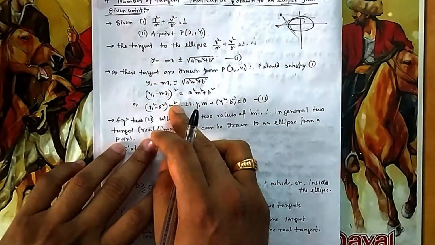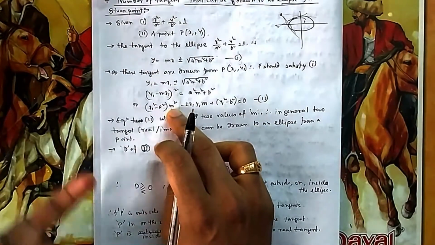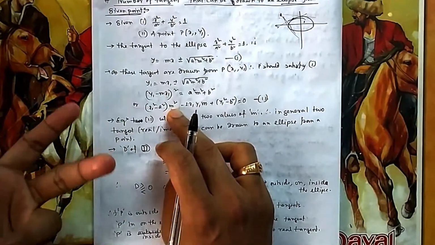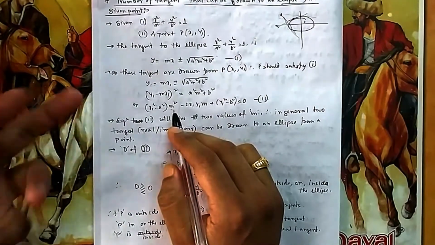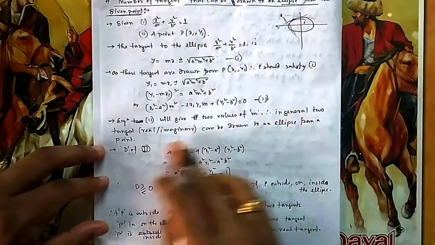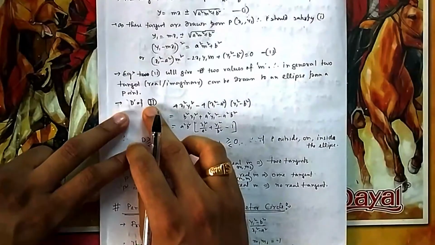Now tangents can be real or imaginary depending upon the value of m. If m is real, then it is a real tangent. If m is imaginary, then it is an imaginary tangent. If m is a repeating root, then only one tangent you can draw. So that depends on the discriminant.